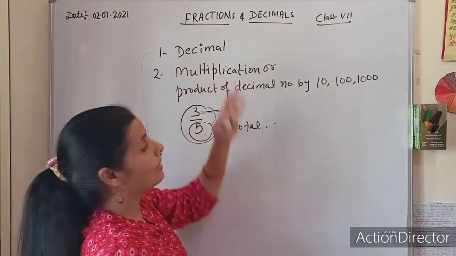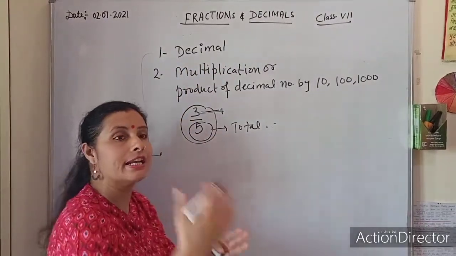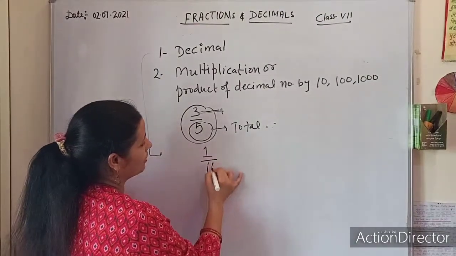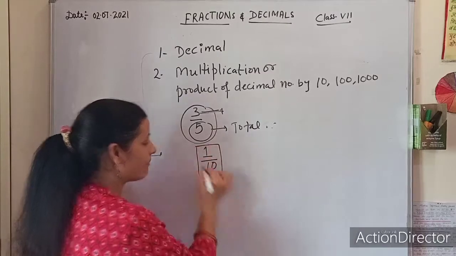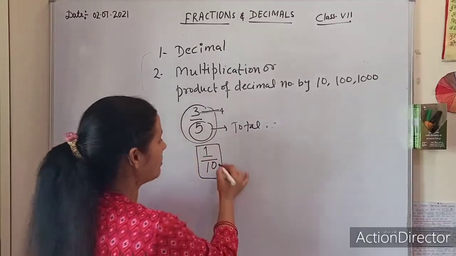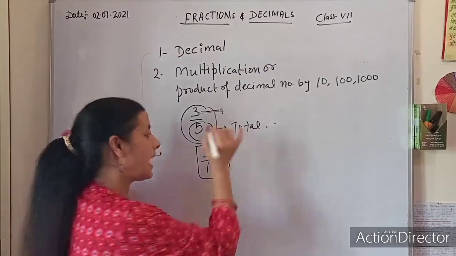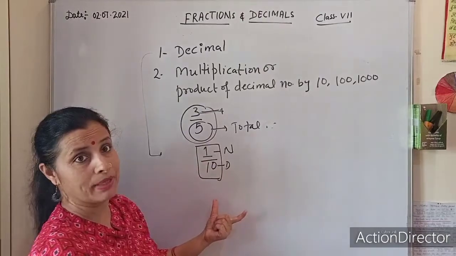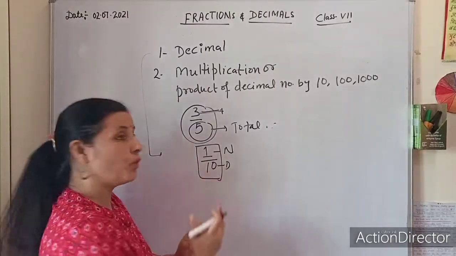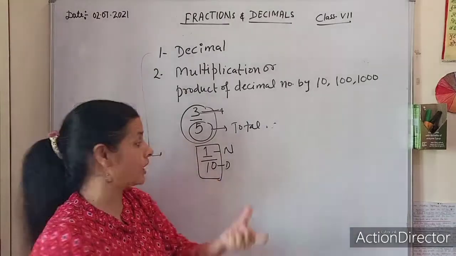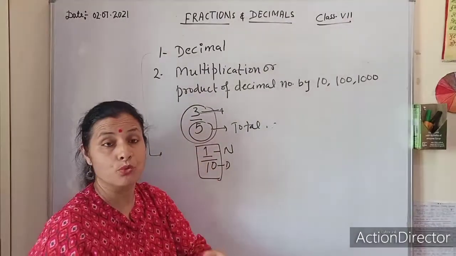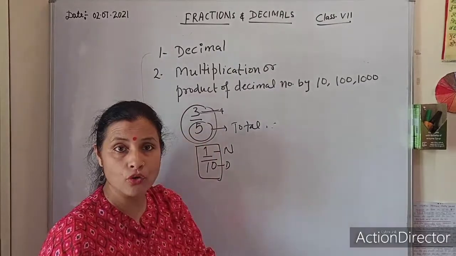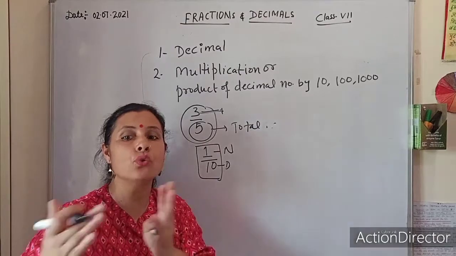Now decimals. As the name suggests, decimal is related to 10. Suppose I have a fraction 1 upon 10, where the denominator is 10 and the numerator is 1. What does it mean? Just think about it. 1 upon 10 means we are dividing an object into 10 equal parts, because whenever we talk about a fraction, it relates to equal parts.